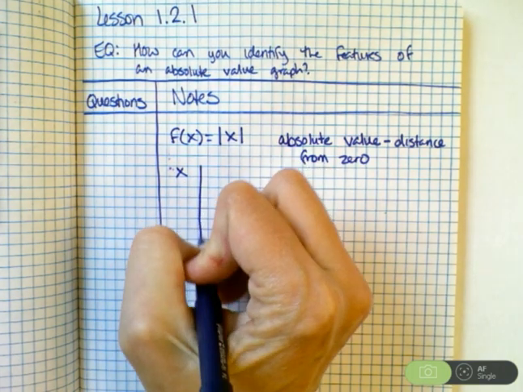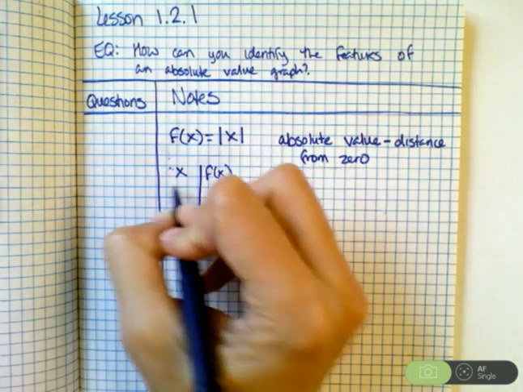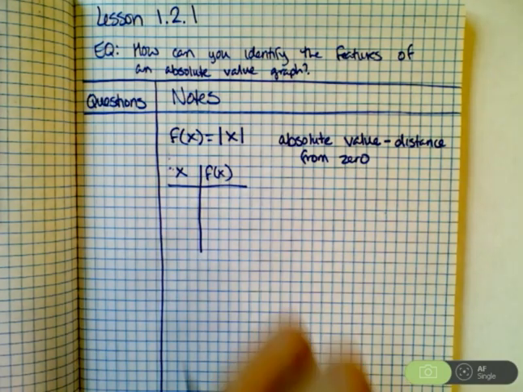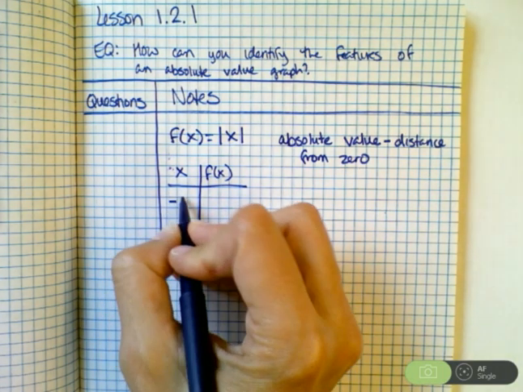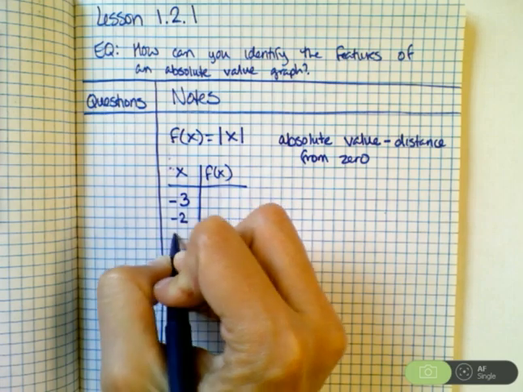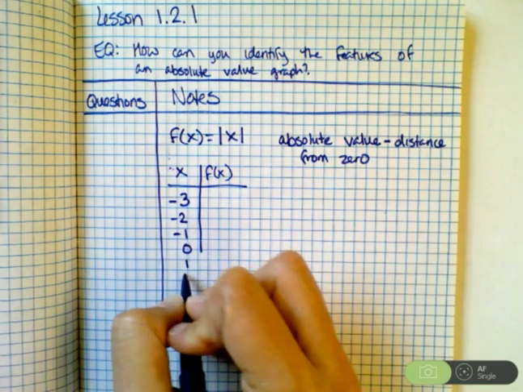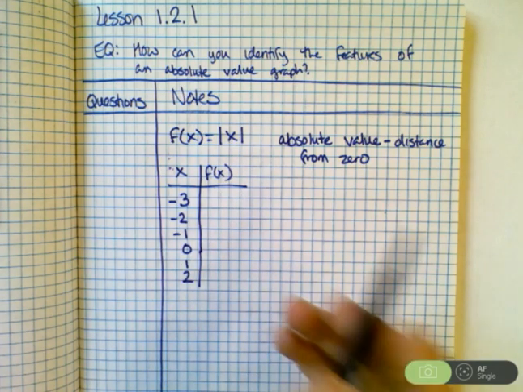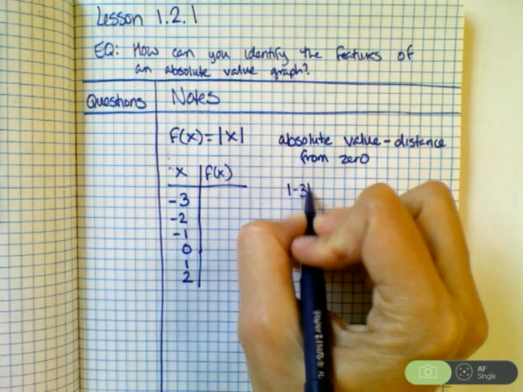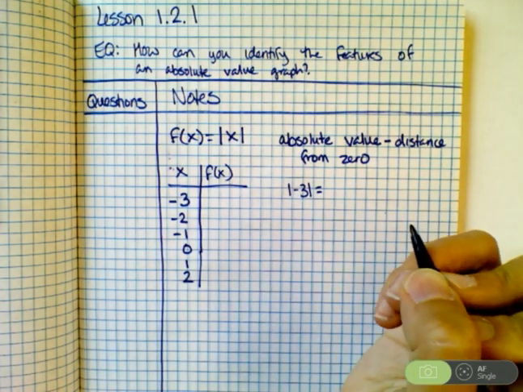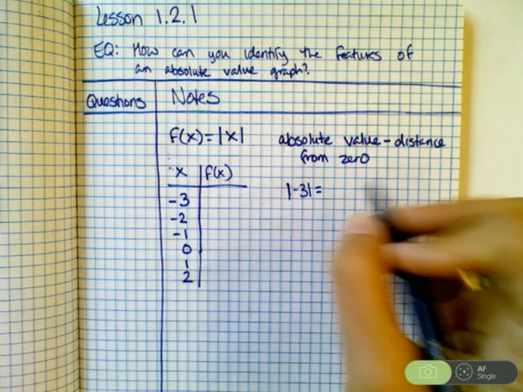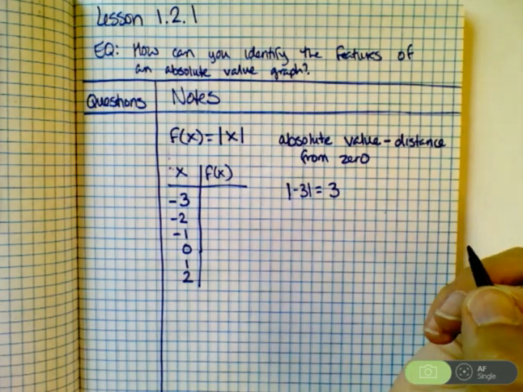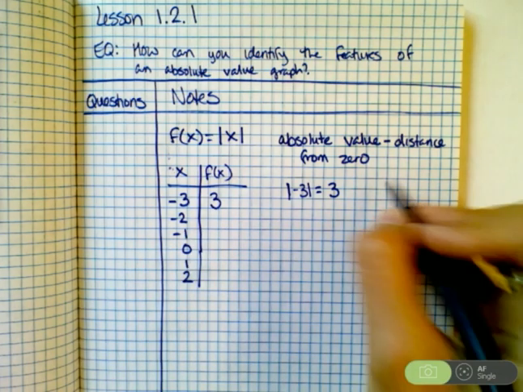So if we take a look at this, build a little t-chart like we're used to from Algebra 1, and say we put in -3, -2, -1, 0, 1, and 2. So the absolute value of -3, well, if you think about -3 on a number line and you counted how far it was from 0, it would be +3. So f of x is 3.